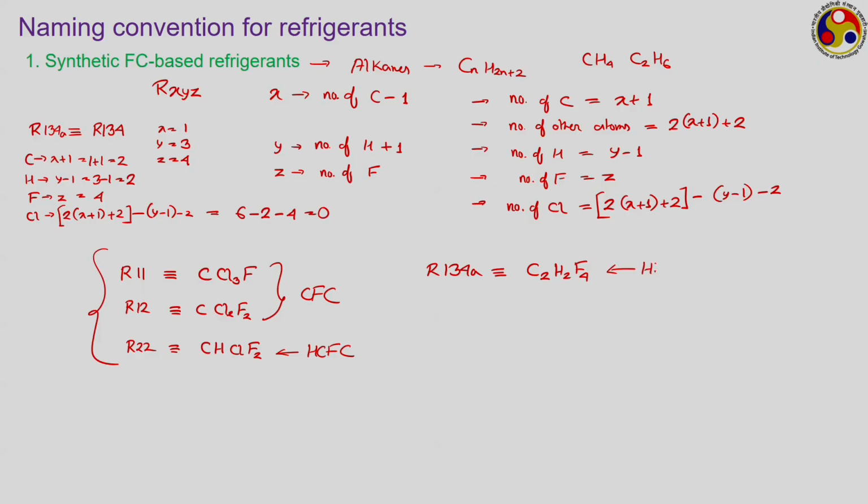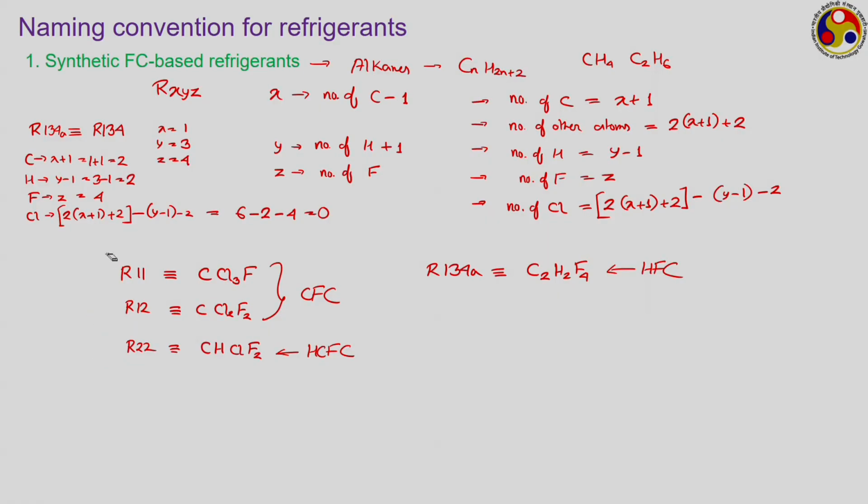This is an HFC because there is no chlorine present there, and therefore its ozone depletion potential is 0. So it is a much more environment-friendly one compared to the earlier three, because R11, R12 and R22 all have chlorine present. So they have ozone depletion potential, which R134 does not have. However, global warming potential is there for all of them.